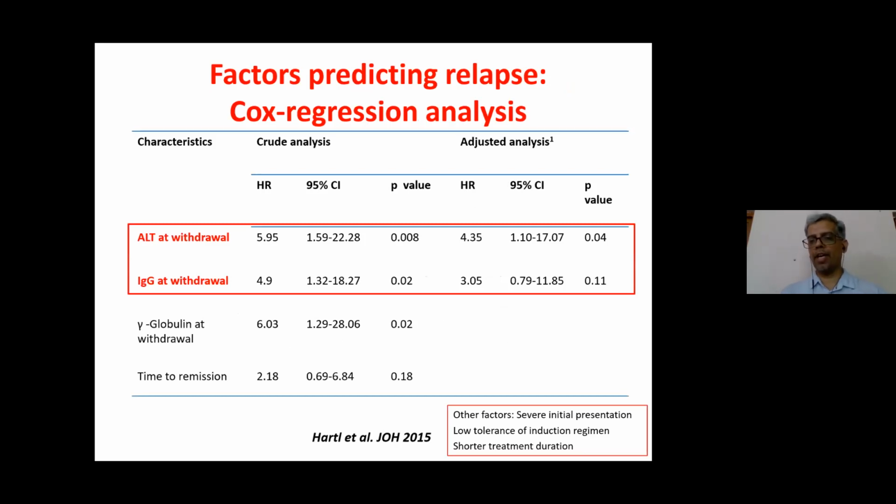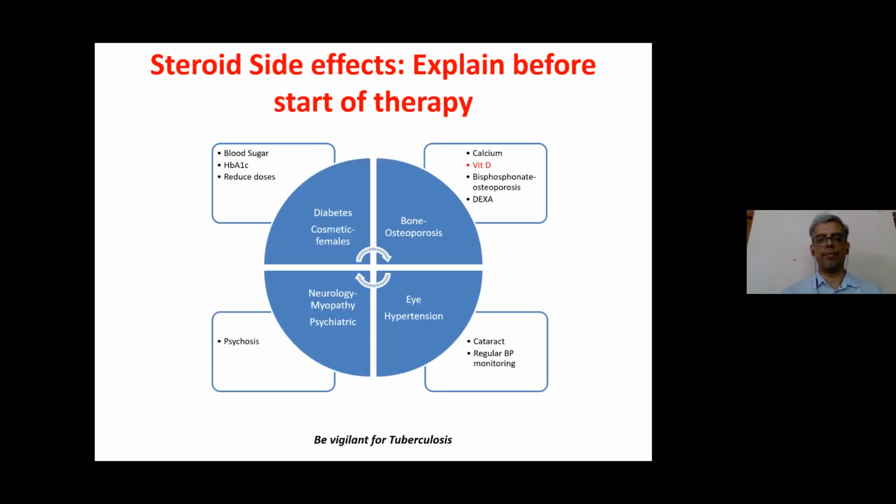There is a subgroup of patients who will always demand, okay, let me stop. You may take a call, but you do need to prognosticate, do need to tell the patient the risk of relapse is always there. The factors which predict relapse are the levels of ALT at the time of withdrawal, the levels of IgG, which we were using as diagnosis and for management or monitoring, and in addition, a severe initial presentation, and when the patient has not tolerated the initial induction regimen, and a shorter treatment duration predict that your patient is going to have a relapse.